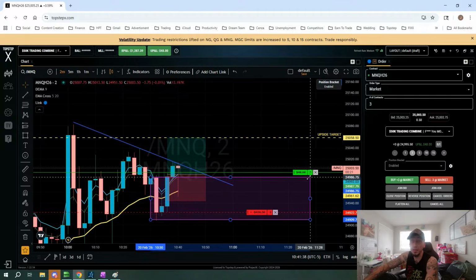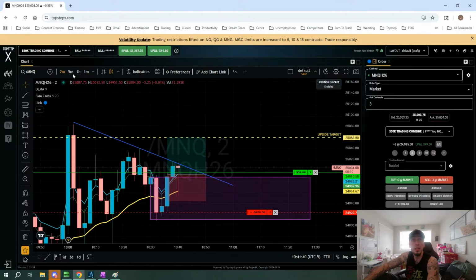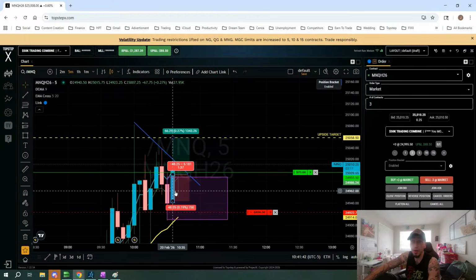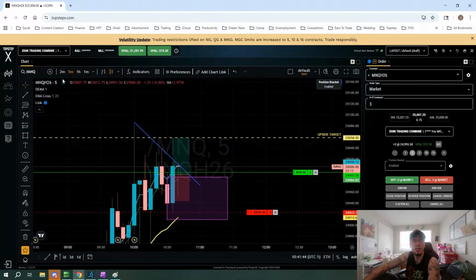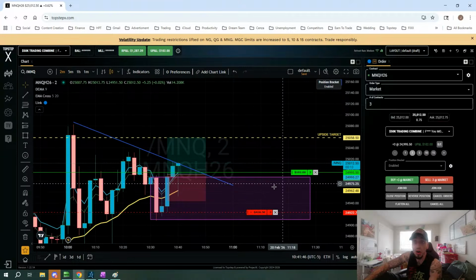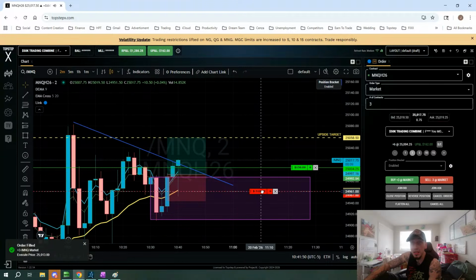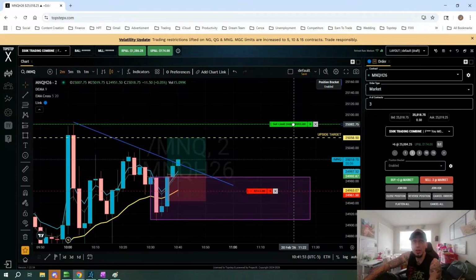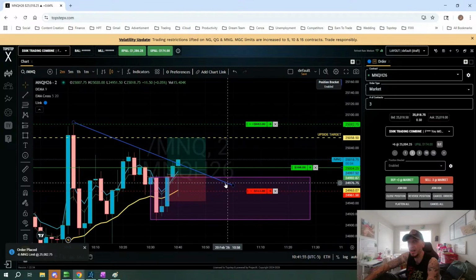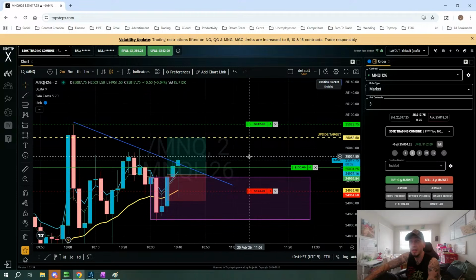Now look at how the AOV is holding. Okay. AOV, red bar ignored, holding. So once again, it's going to feel uncomfortable, but I'm in. Order filled. But this is how you start to stay on the right side of the market and the right side of the trend.